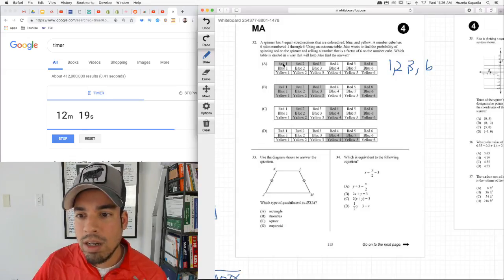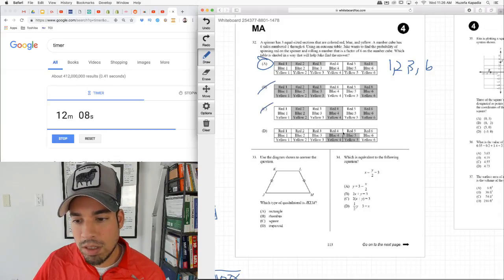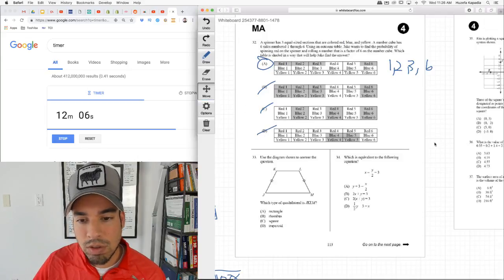This looks like it, right? Because I got 1, 2, 3, 6, and only the reds shaded, and that's what we're looking for. This, we've got the other colors, that's out. This one, we're not including 1 and 3. This one, we're missing the 6s and all. This one's crazy. So there we go, it's A.